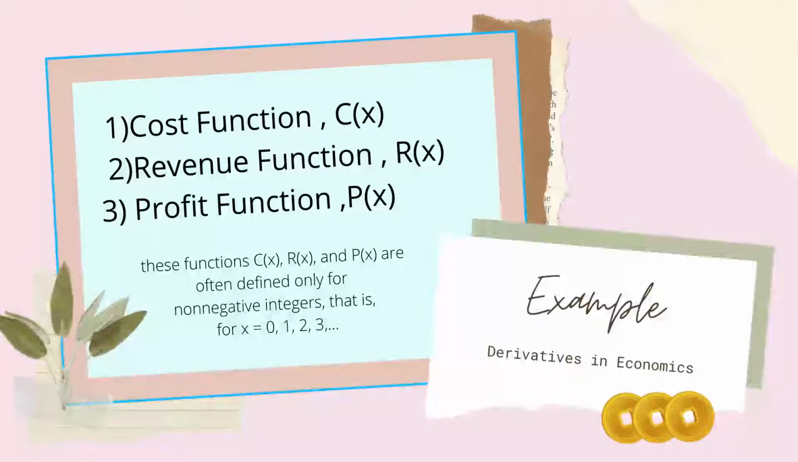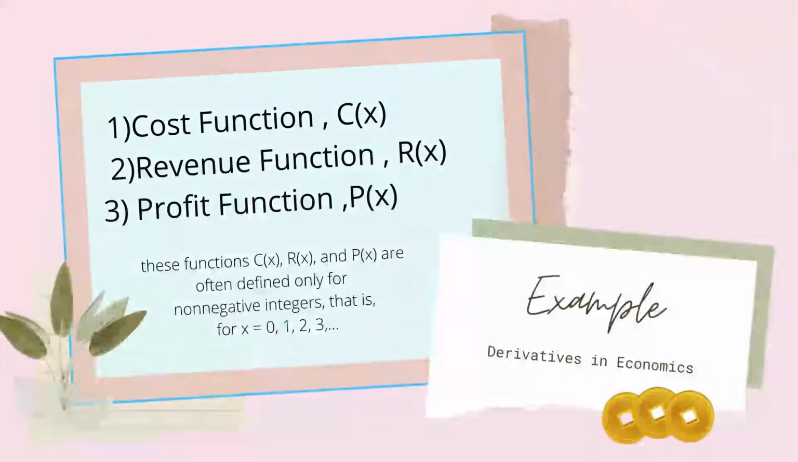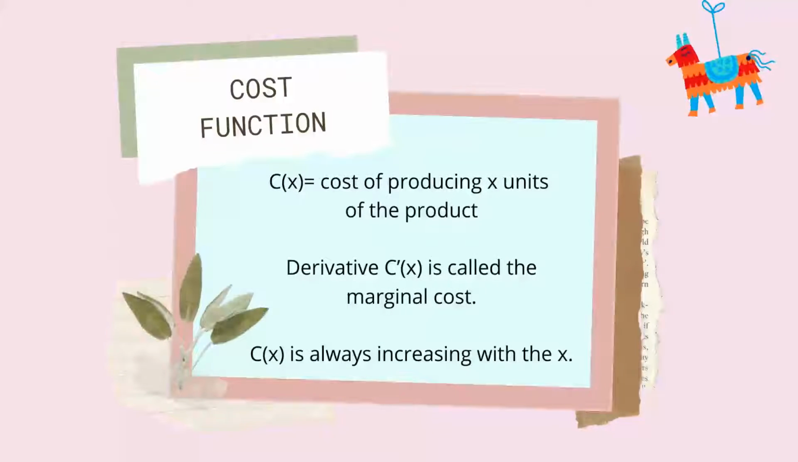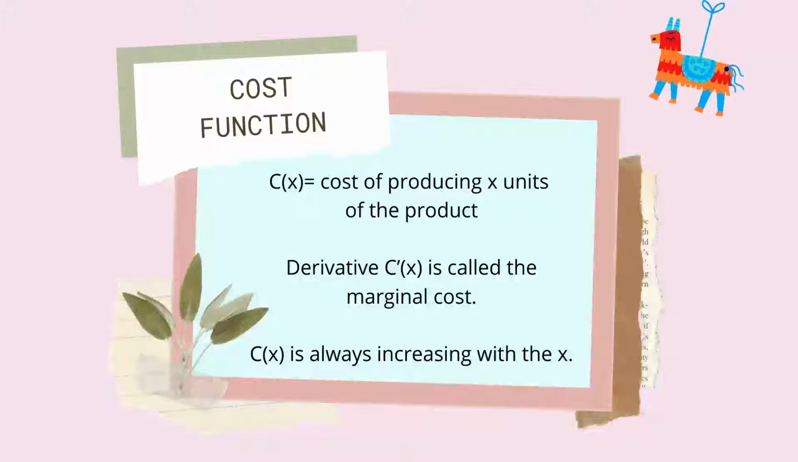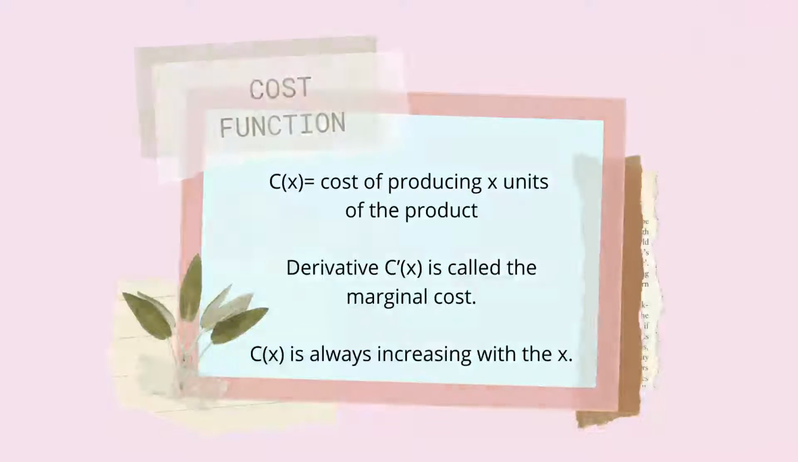There are three functions, which are the cost function C(x), the revenue function R(x), and the profit function P(x). These functions C(x), R(x), and P(x) are often defined only for non-negative integers, that is, for x equals 0, 1, 2, 3, and so on. The cost function C(x) is the cost of producing x units of the product. The derivative C prime x is called the marginal cost. C(x) is always increasing with x.